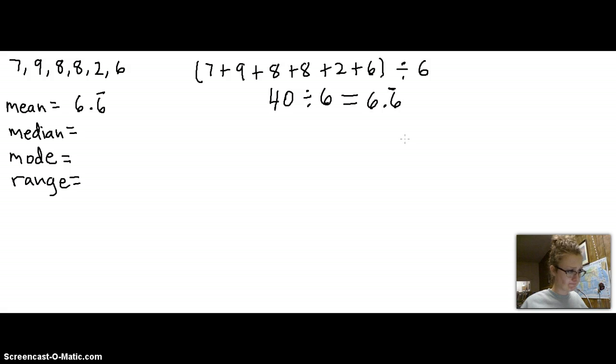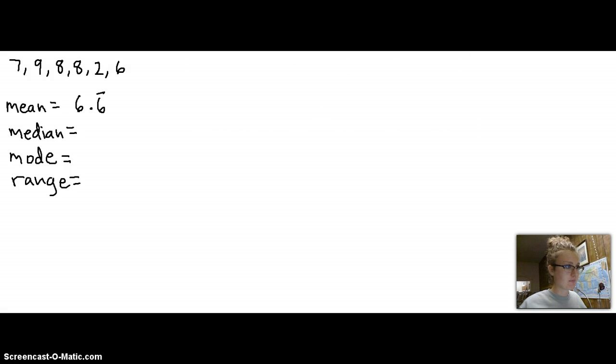Now the median is going to be the very middle number, which means we need to put things in order from least to greatest. So let's do that. Let's erase this, and let's rewrite our list in order from least to greatest. So it looks like it's going to go 2, then 6, then 7, and I've got a couple of 8s, and a 9. Okay, now I need the middle number, so out of the 6, I'm going to count, and let's see, 1, 2, 3, 4, 5, 6.